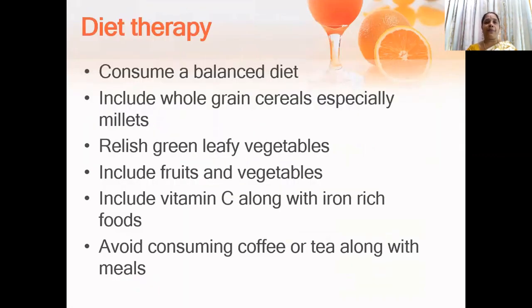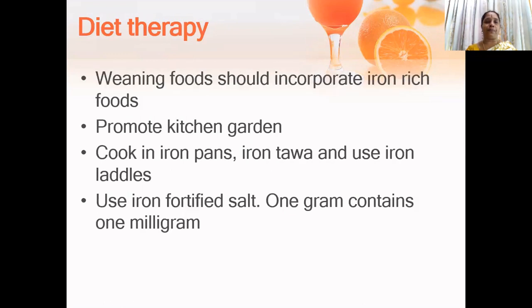And coming to diet therapy, when a person is anemic, what he or she should do to overcome anemia? The first step is the person should consume a balanced diet. Include whole grain cereals, especially millets. Relish green leafy vegetables. Include fruits and vegetables. Include vitamin C as much as possible along with iron-rich foods. Avoid consuming coffee or tea along with meals because the coffee or tea contain tannins which can combine with iron and make the iron unavailable from the food.